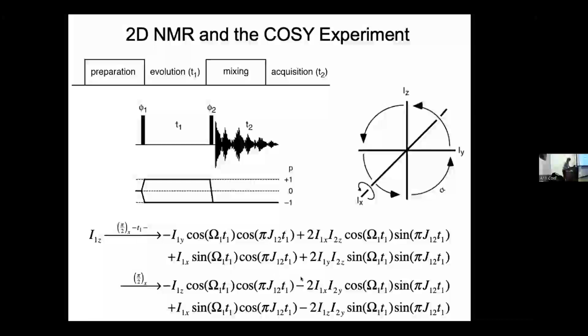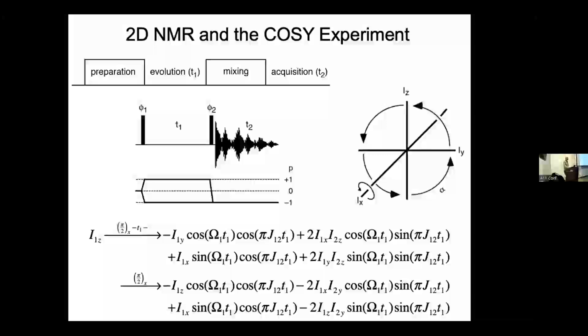And then we have this, an operator with two transverse components. So that's a mixture of zero and double quantum coherence. And that will have zero trace with the detection operator.